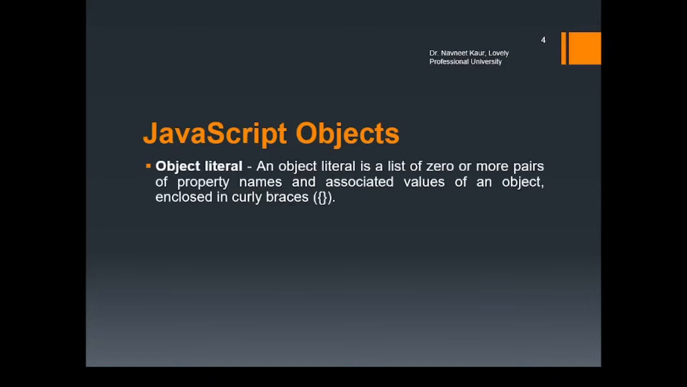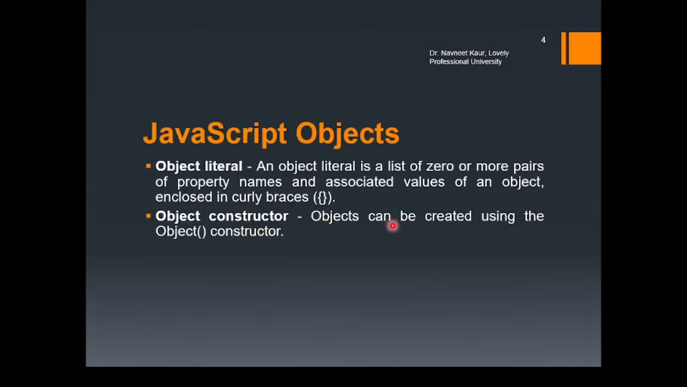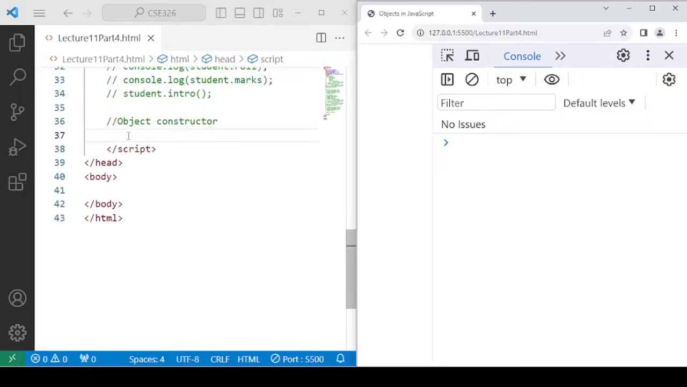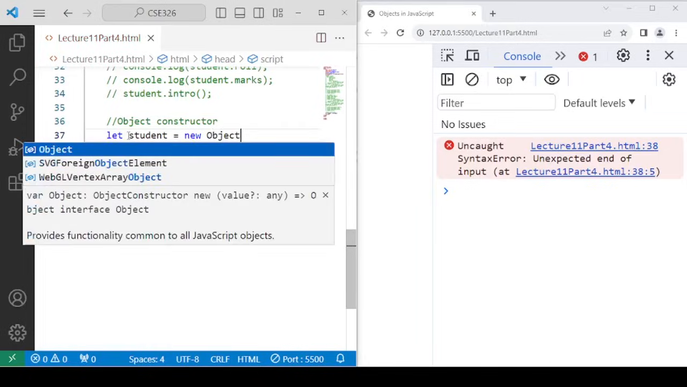The second method to create the JavaScript object is an object constructor. They can be created using the object constructor, and we use the new keyword in this. So let's try with the practical. Use let student equals to. Now instead of using the object literal, we'll be using the new keyword and then the object constructor.